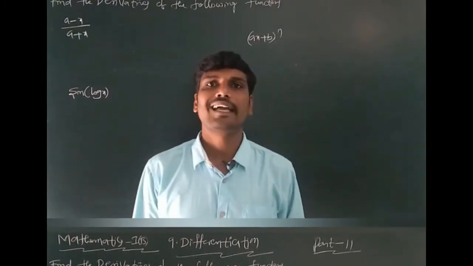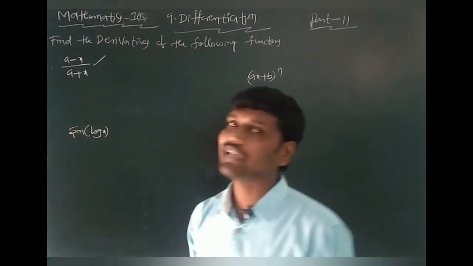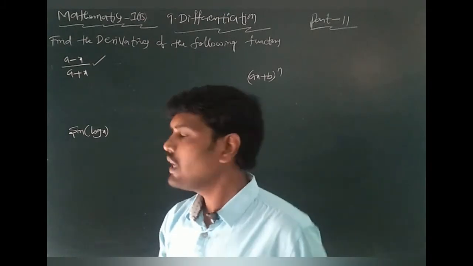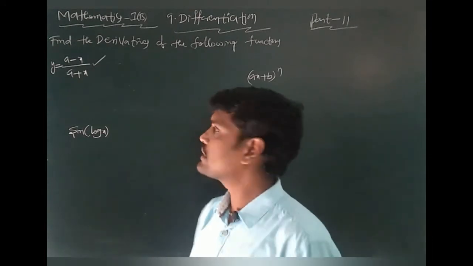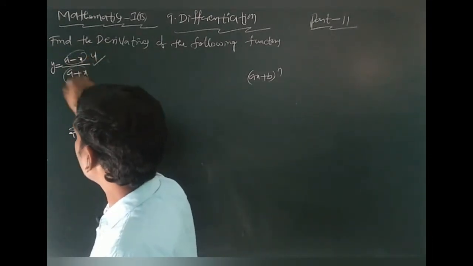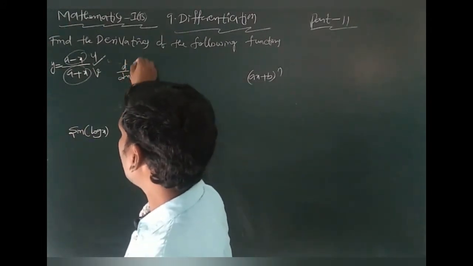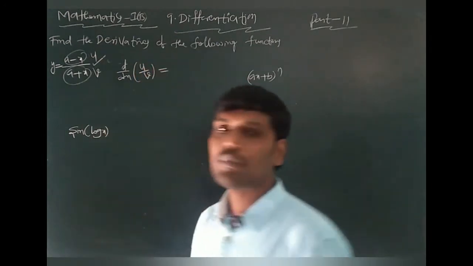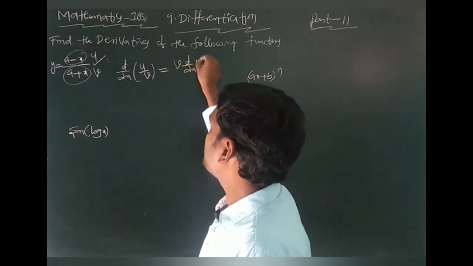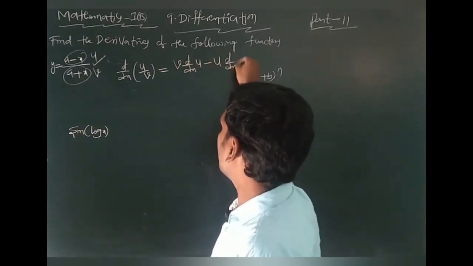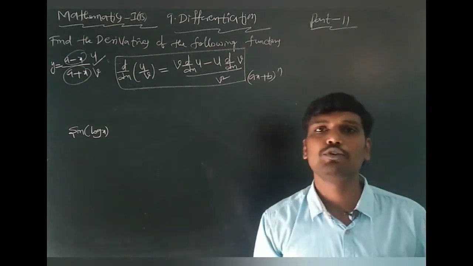Next, today's assignment or homework problems. The first assignment problem is (a minus x) by (a plus x). First of all, you can write y is equal to (a minus x) by (a plus x). Here, take the numerator as u and the denominator as v. After that you can write d by dx of u by v. What is the formula of d by dx of u by v? V into derivative of u minus u into derivative of v, whole by v square. This is the formula for the derivative of u by v.